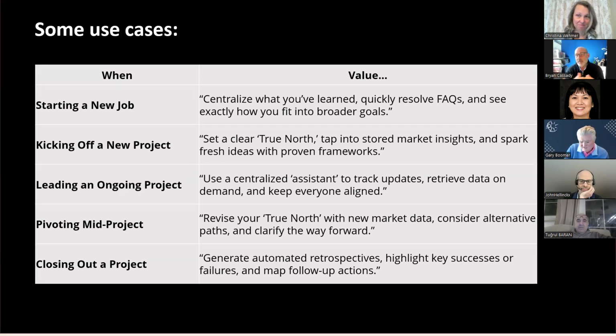And so what we did is we worked together to design a GPT all about the business they were in, asking all the information about the industry and things like that. So in fact, he had sort of a buddy helping them all the time to generate ideas when he went to meetings, when he got presentations. You could use it to kick off a new project, to lead an existing project. You can pivot mid-model. You can close a project.